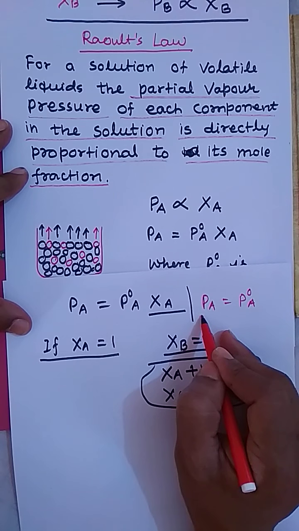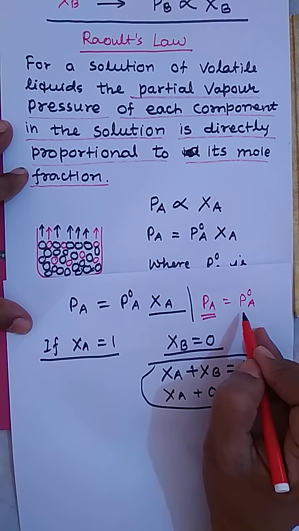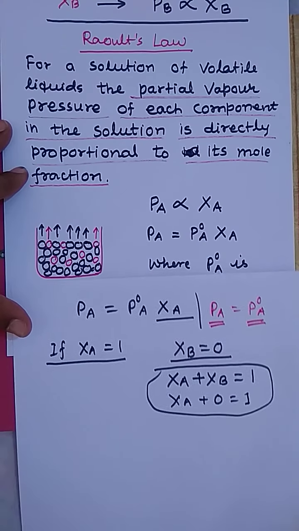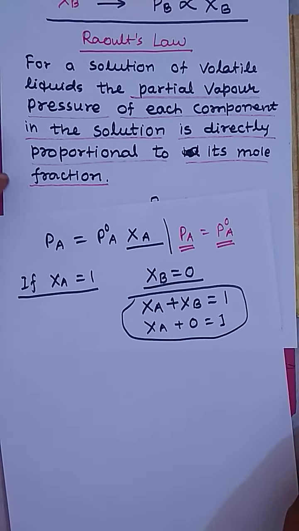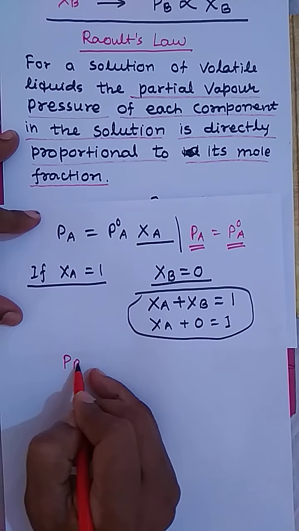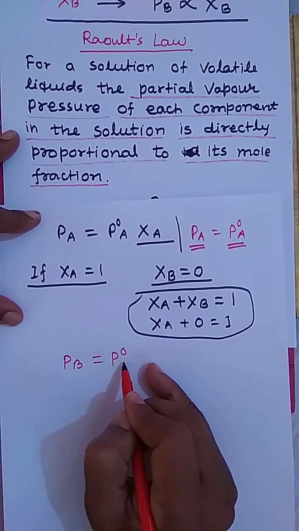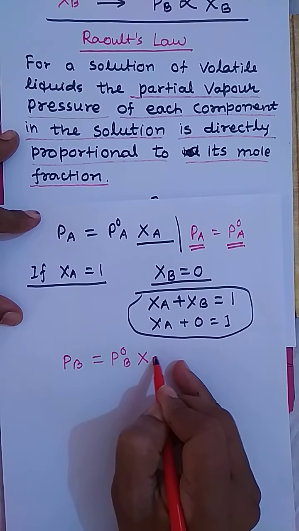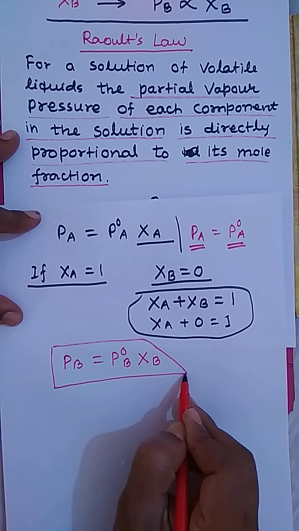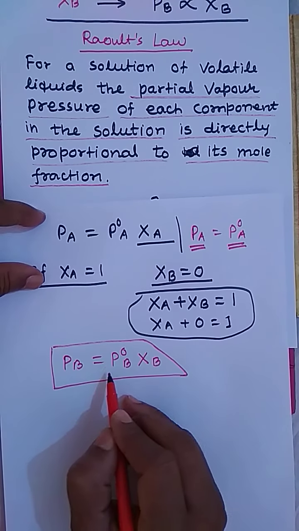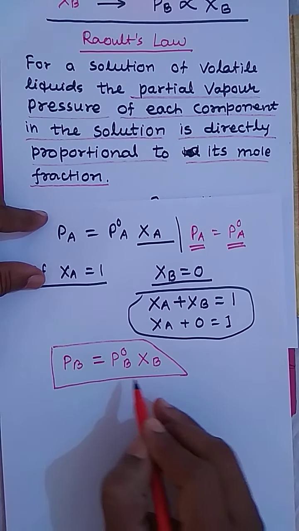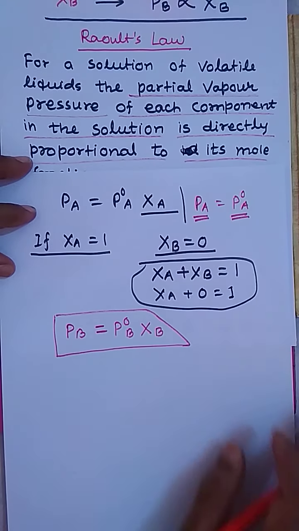Partial vapor pressure of the component is equal to the vapor pressure of the pure solvent, right? So similarly, in the case of the solute, you can write PB is equal to P naught B XB, where PB is the partial vapor pressure of component B, P naught B is the vapor pressure of pure solute B, and XB is the mole fraction.